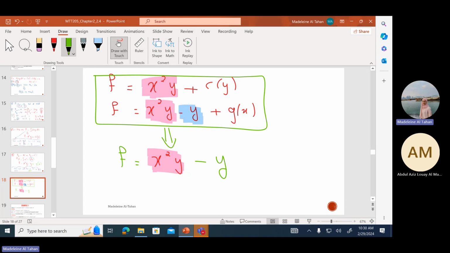So how do we find our F? The common things, we write them once. The non-common, we copy all of that. Suppose that up you have, let's say, x squared y, and also below you have x squared y, you put it once, and this will be F. Then what will be the solution? Remember that our solution is F equal constant. So what will be the solution? x squared y minus y equal constant. Is this our implicit or explicit solution? Implicit solution.